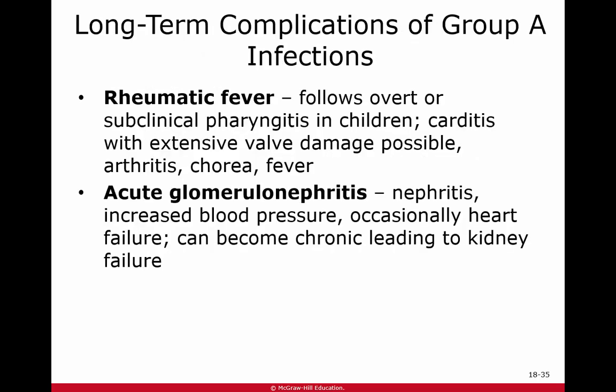Some long-term complications of the group A infections: rheumatic fever. This usually is after children have had pharyngitis, and they may get carditis and have valve damage in their hearts. They can have arthritis or run fevers. Acute glomerulonephritis will cause increased blood pressure, nephritis in your kidneys, sometimes heart failure, and kidney failure can be a serious complication of this.